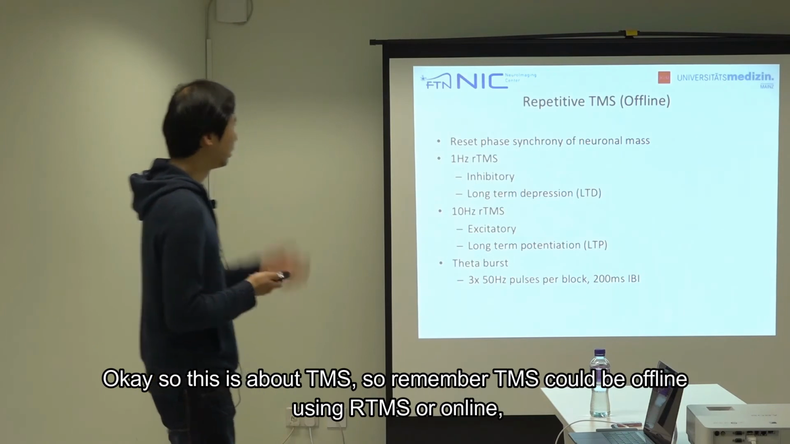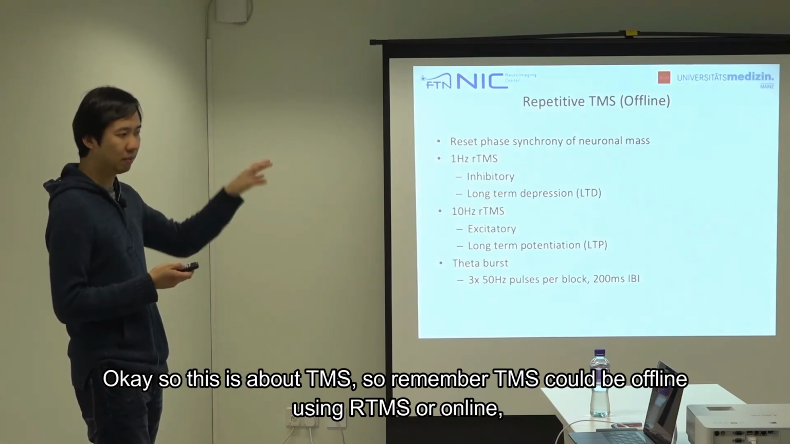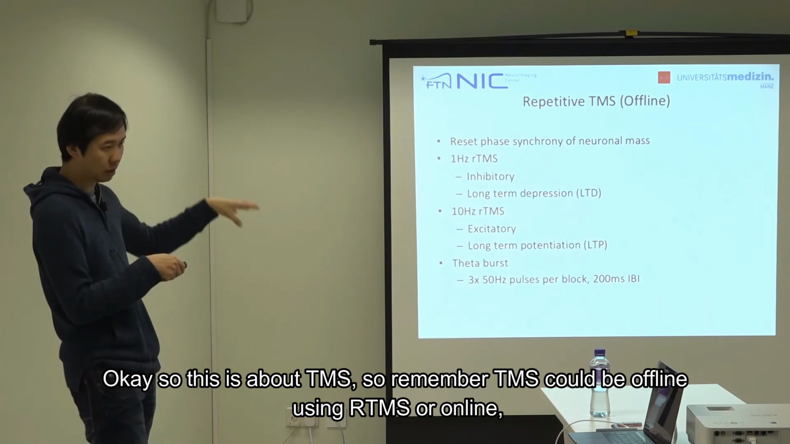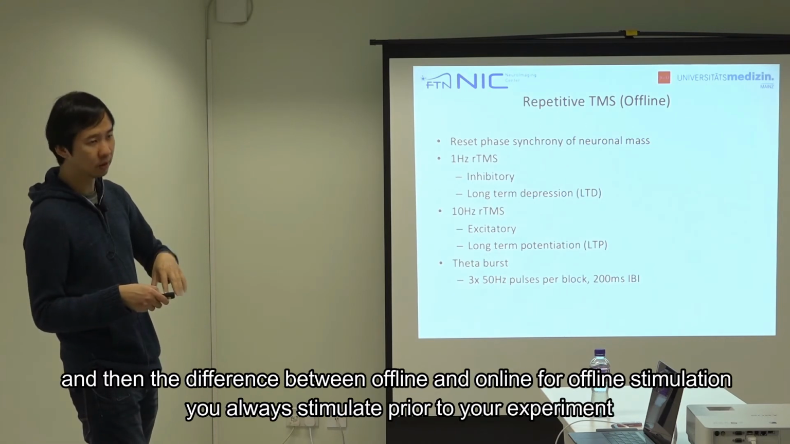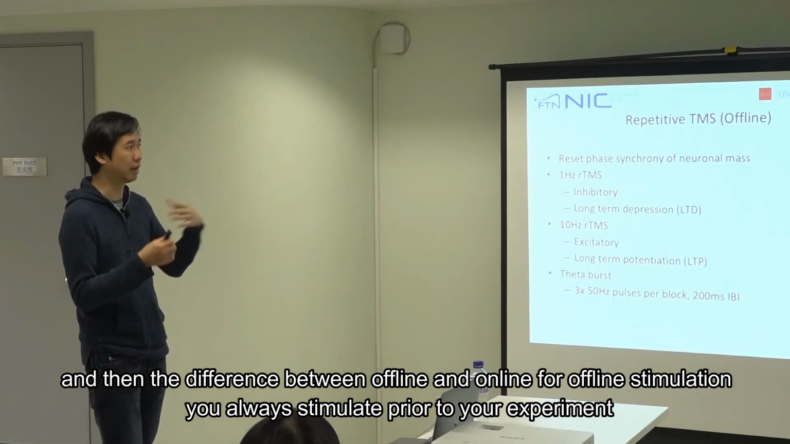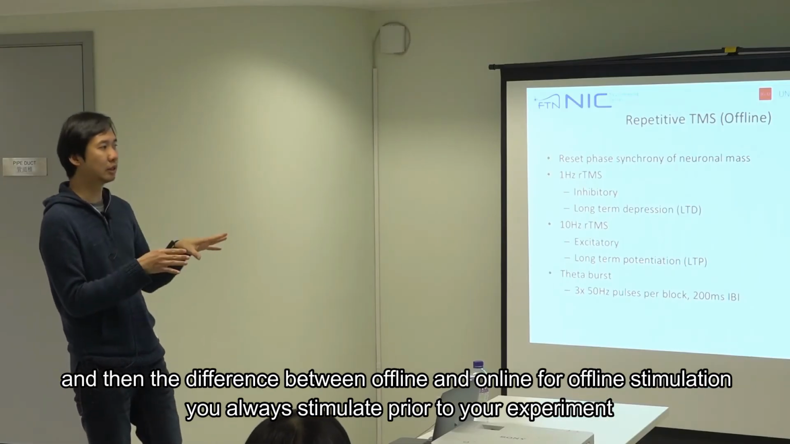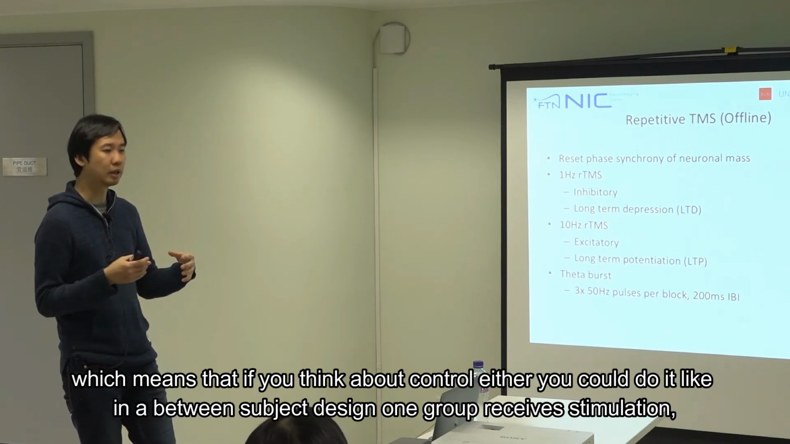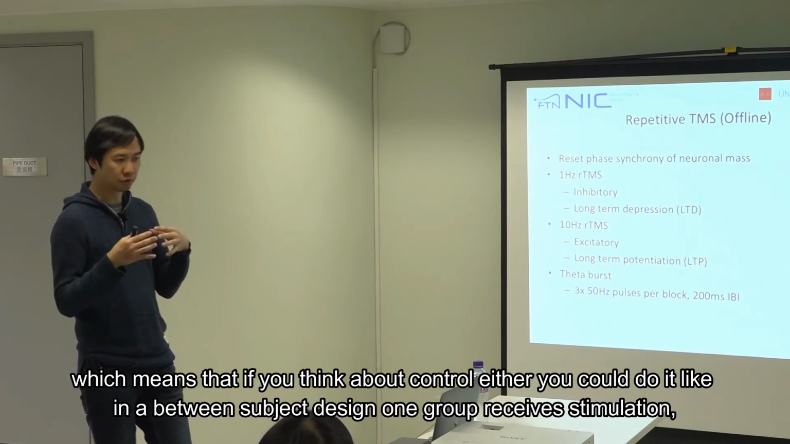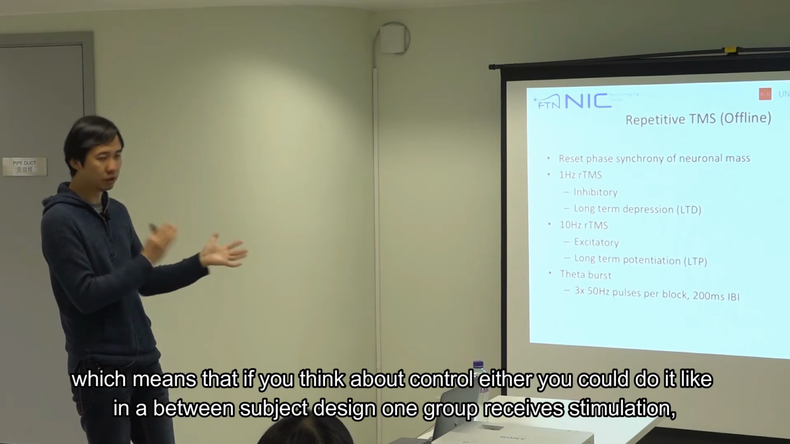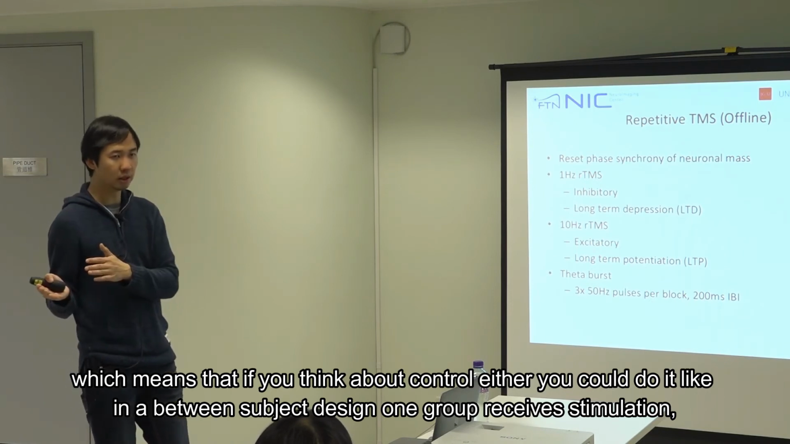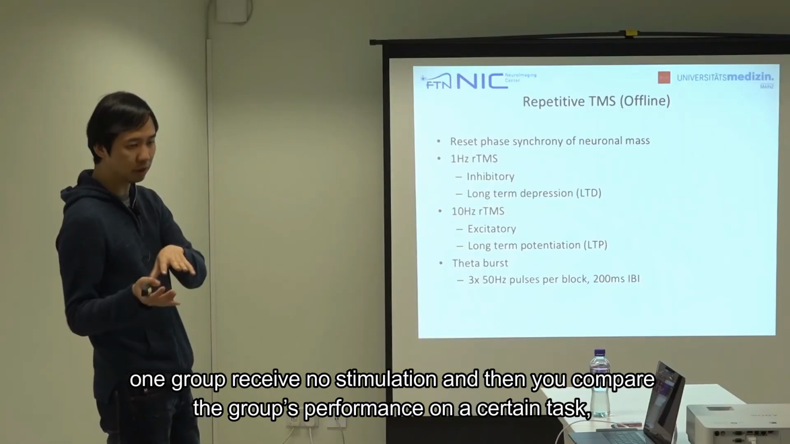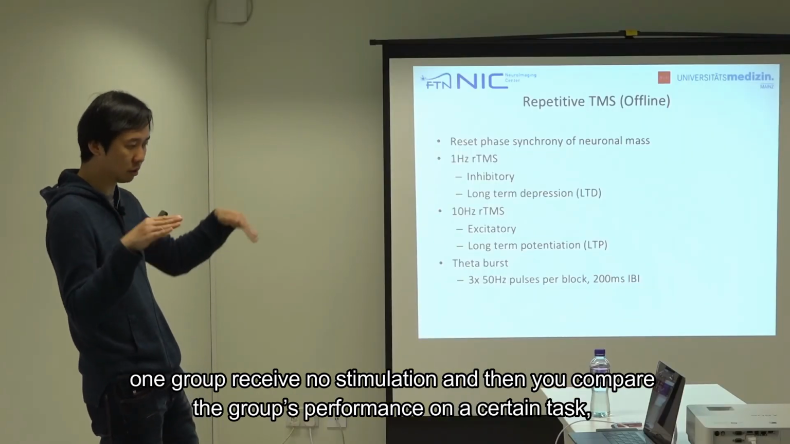Okay, so this is about TMS. Remember, TMS could be offline using rTMS or online. The difference between offline and online is that for offline stimulation, you always stimulate prior to your experiment, which means that if you think about control, you could do it like in a between-subject design. One group receives stimulation, one group receives no stimulation, and then you compare the group performance on a certain task.